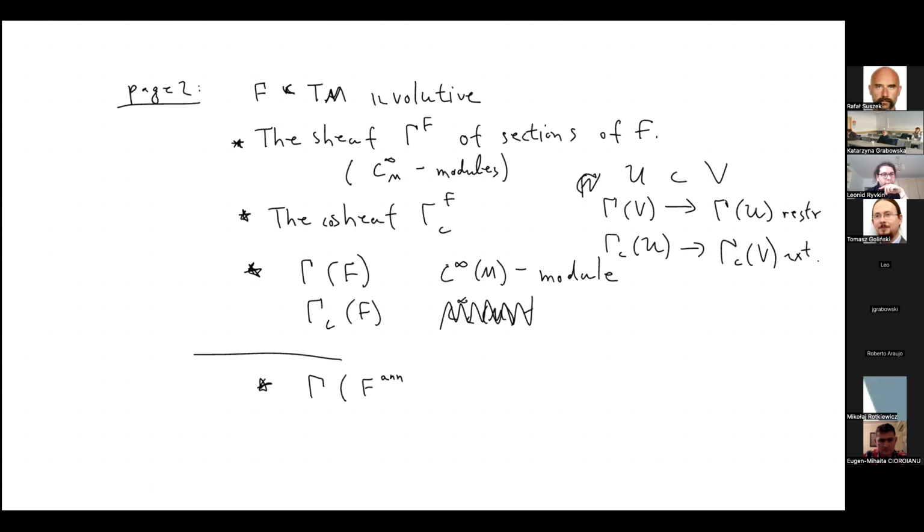So here, is it true that if F is a subbundle, and we have the sheaf of sections, then the co-sheaf is a sheaf of sections of the annihilator? So it's something in the dual bundle. No?